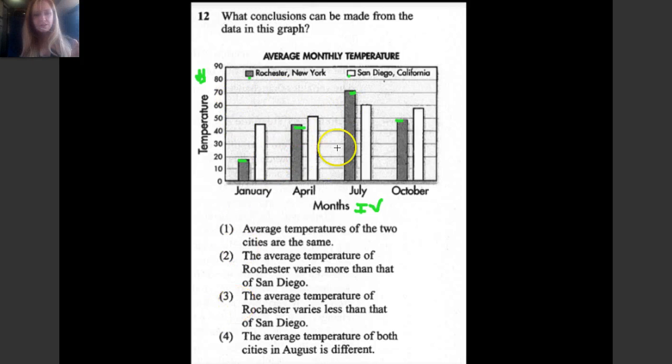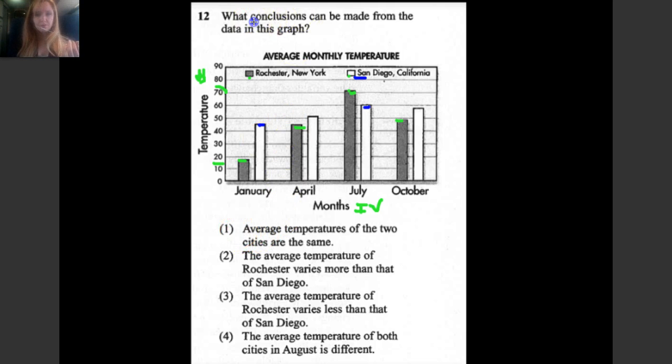But when I also look at this, Rochester has a high of over 70 and a low below 20, whereas San Diego, let me look at San Diego. San Diego's low is around 45 and its high is around 60. So I can tell you that Rochester goes up and down. Rochester has a big difference in its temperature. It has a lot of variation. I think I'm ready to look at the answers now.